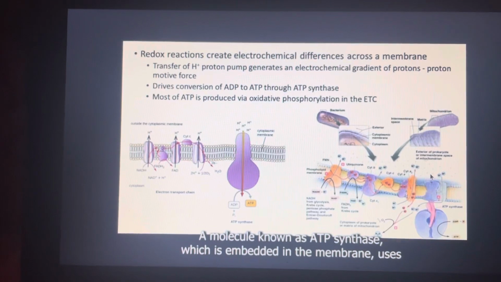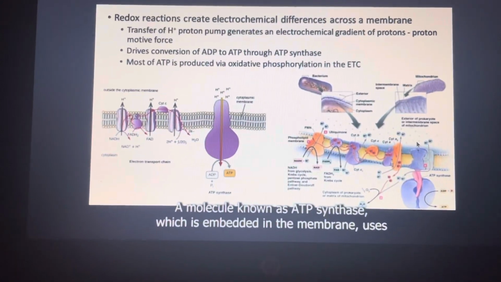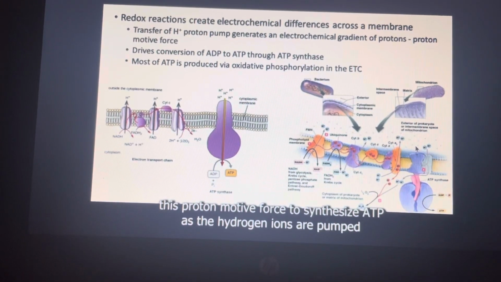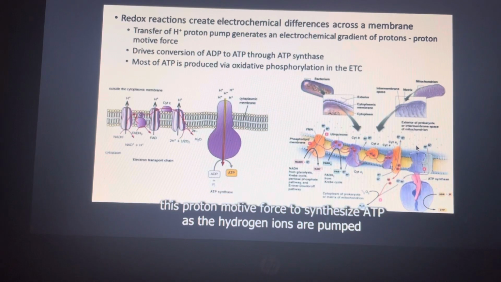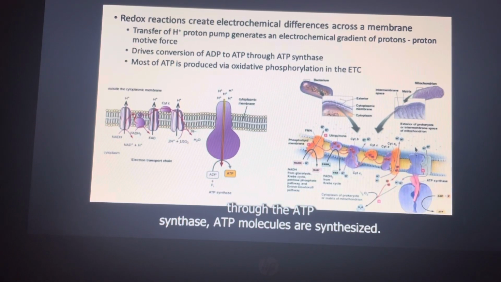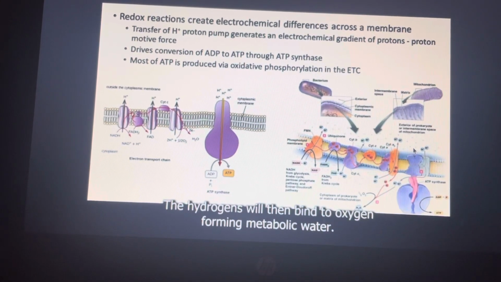Diffusion of protons back across the membrane, that is down the gradient, will drive the formation of ATP. A molecule known as ATP synthase, which is embedded in the membrane, uses this proton motive force to synthesize ATP. As the hydrogen ions are pumped through the ATP synthase, ATP molecules are synthesized. The hydrogens will then bind to oxygen, forming metabolic water.